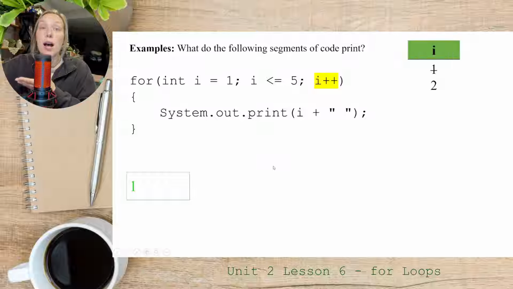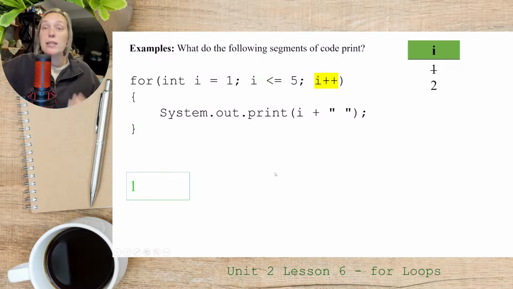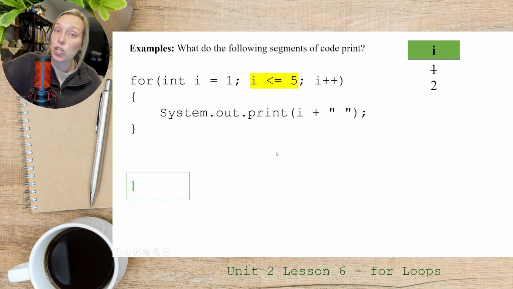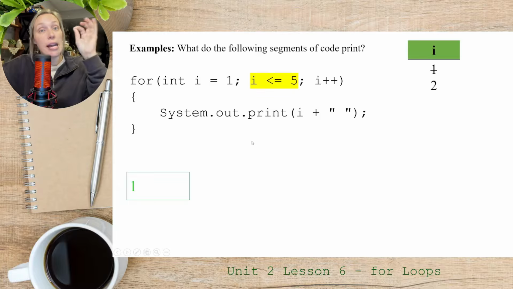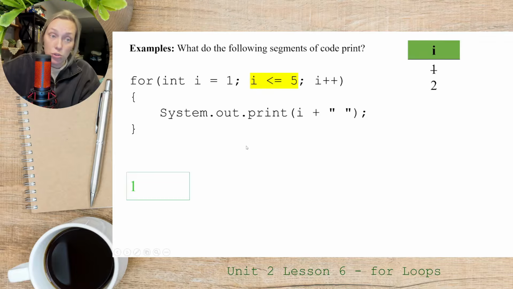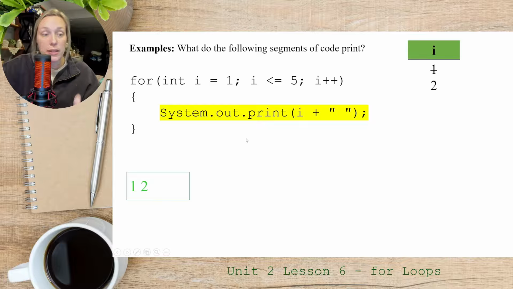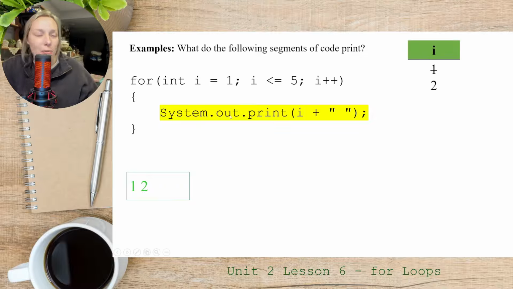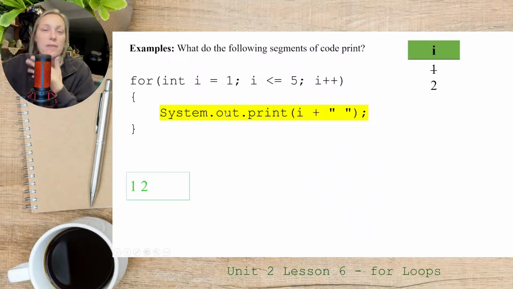So now we move to the update. And I plus plus means that I becomes 2 now. After the update is run, then my condition is checked again. So is 2 less than or equal to 5? That is true. And just like the while loop, while it's true, our statements are going to run. So I'm going to run the statement, which prints I, which is currently 2, plus a space after it. You can see on the screen, of course I'm moving slowly, but all of these kind of appear at once on the screen because of this loop.